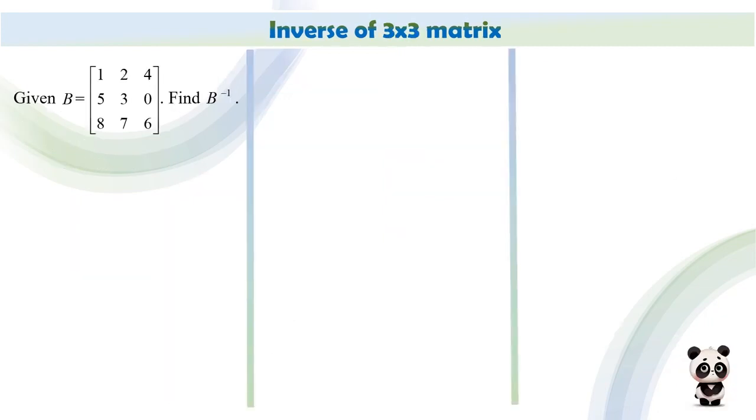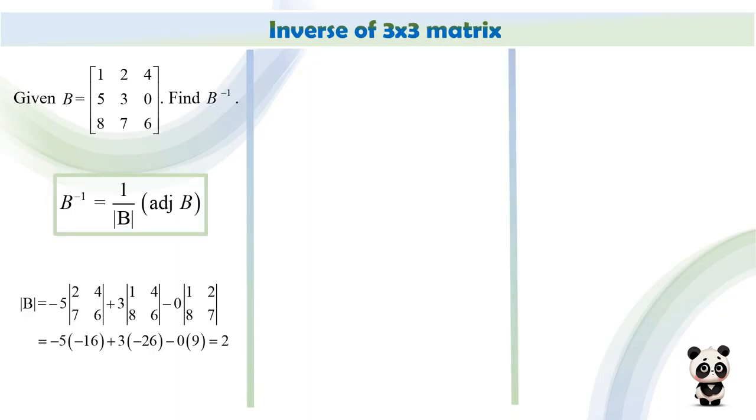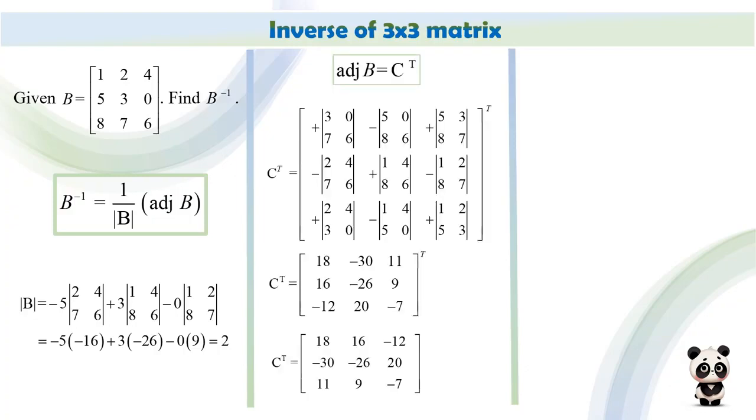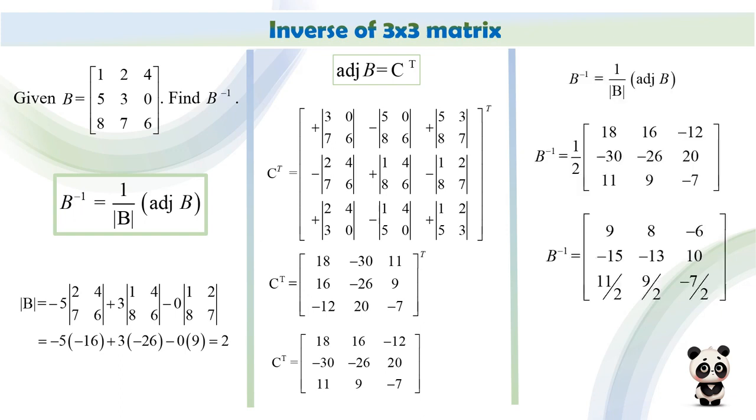Inverse of 3 by 3 matrix. Given matrix B, find B inverse by using adjoint method. First, we need to find determinant of matrix B. Adjoint B is equals to cofactor transpose. Then we get B inverse.